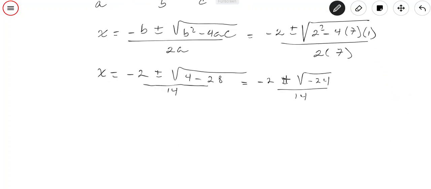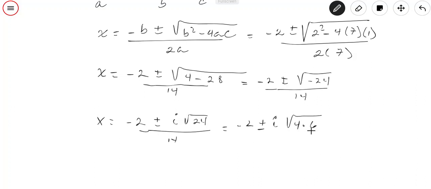So we keep working on this expression a little bit more. We have that x equals negative 2 plus minus i square root of 24 over 14. What is 24? 4 times 6, right? So 24 contains a perfect square factor 4. So this is negative 2 plus minus the square root of 4 is 2, so it's 2i square root of 6 over 14.